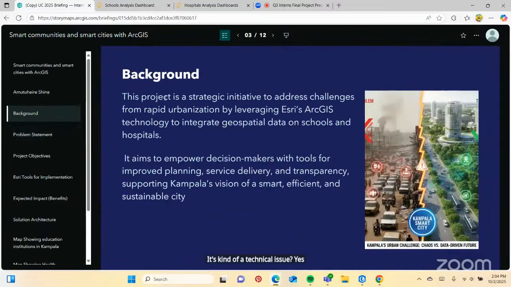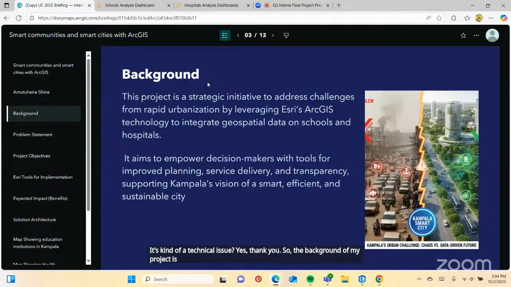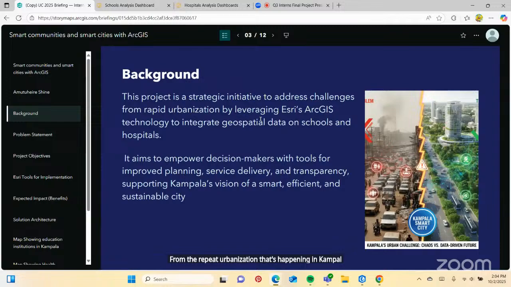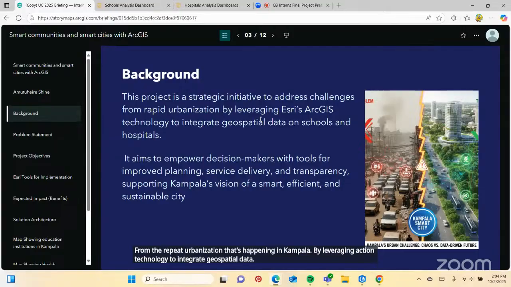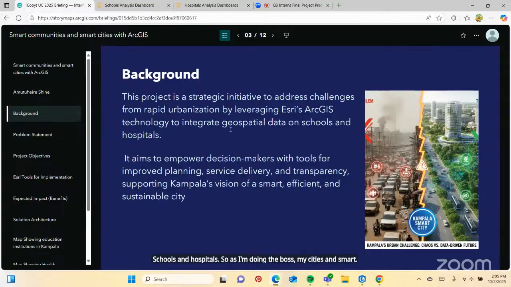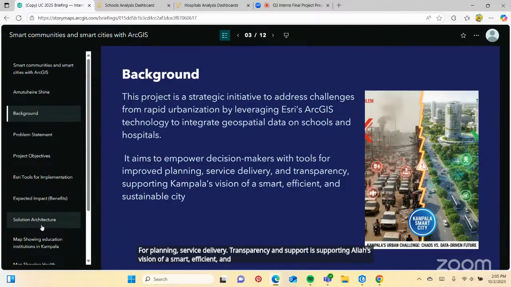So the background of my project is, this project is a strategic initiative to address challenges from the rapid urbanization that's happening in Kampala by leveraging Esri ArcGIS technology to integrate geospatial data on schools and hospitals. As I'm talking about smart cities and smart communities, I'm mainly focusing on schools and hospitals as of today. The aim of this project is to empower decision makers with tools for improved planning, service delivery, transparency, and supporting Kampala's vision of a smart, efficient, and sustainable city.